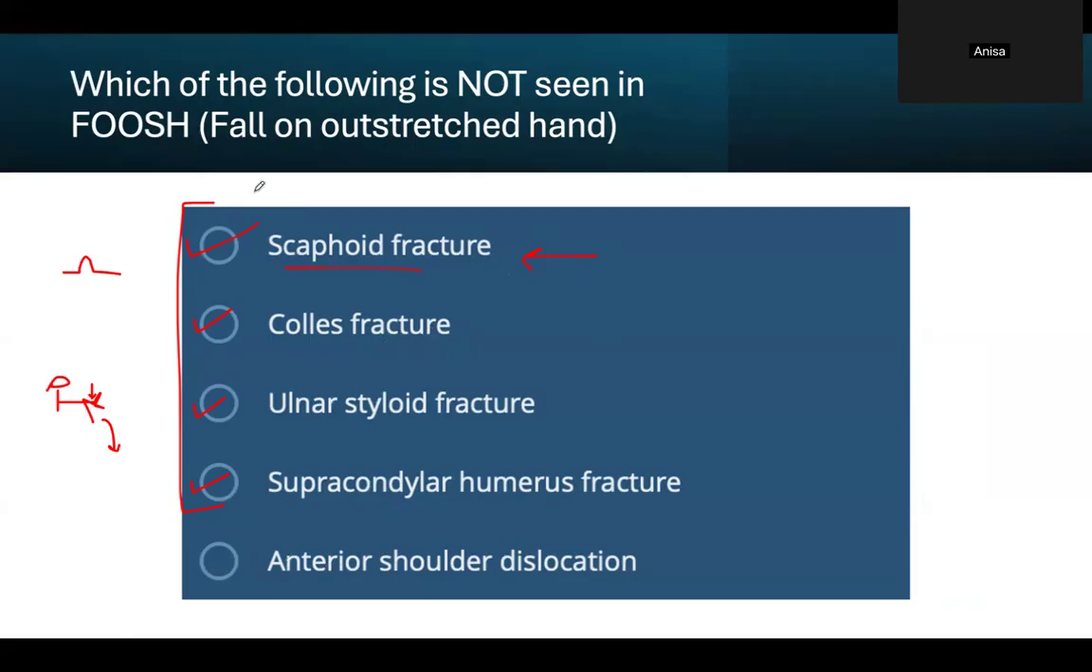So the correct answer over here, what is not seen, is anterior shoulder dislocation. It's going to be posterior. That's the reason I drew this. If he's falling like this, obviously the force is going to be this way. So his shoulder is going to be dislocated there. I think most of you guys got this right. It is anterior shoulder dislocation. Okay. Now those are the easy ones. I think that's the last of the easy ones.